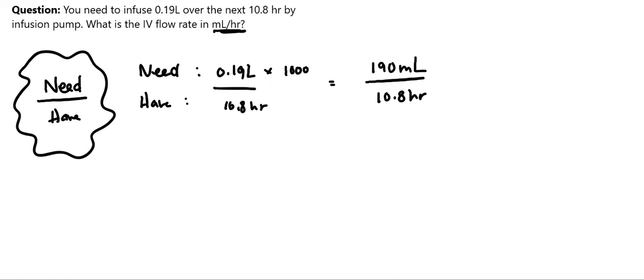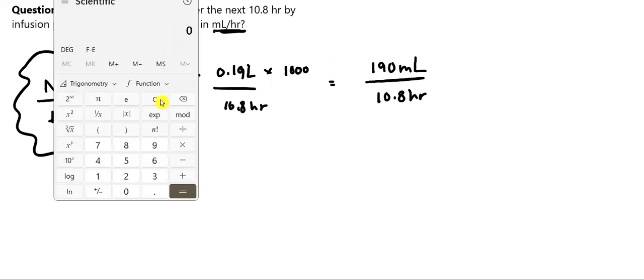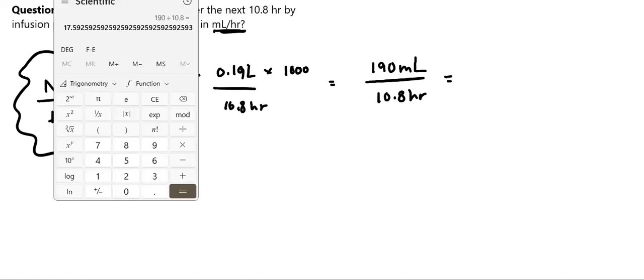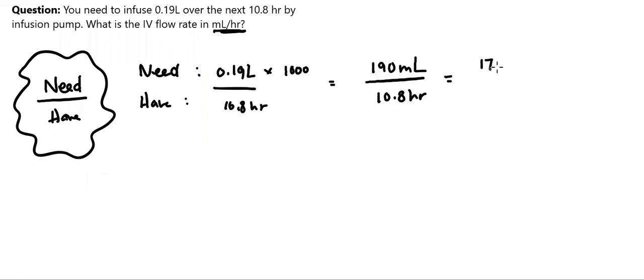So let's grab that calculator again and see what we get. Let's do 190 divided by 10.8. And I get 17.59. Let's say it's 17.6. Usually we can round to one decimal place unless told otherwise. So 17.6, and this is milliliters per hour.